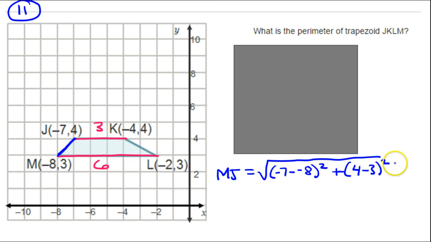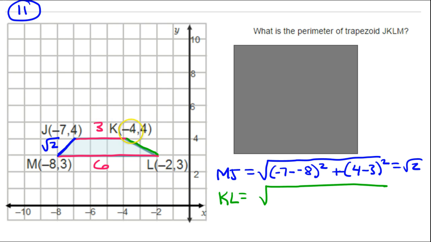Okay, so that tells me that mj is radical 2. So now we need KL. So I'm going to switch colors. I'm going to go green to make it easier for you to follow what I'm doing. So I'm going to come over here. I'm doing KL.